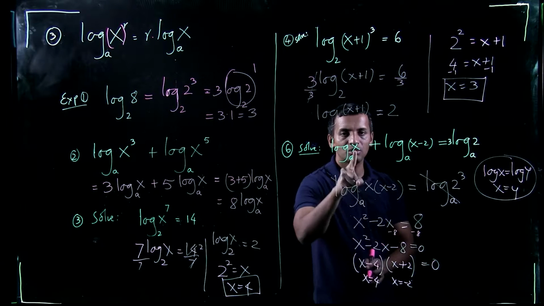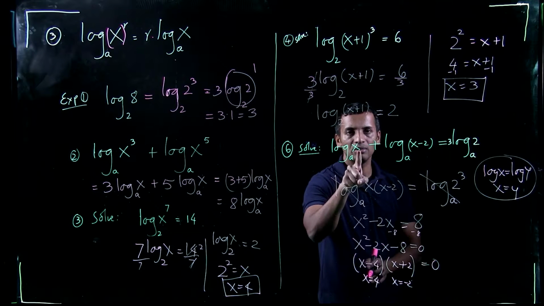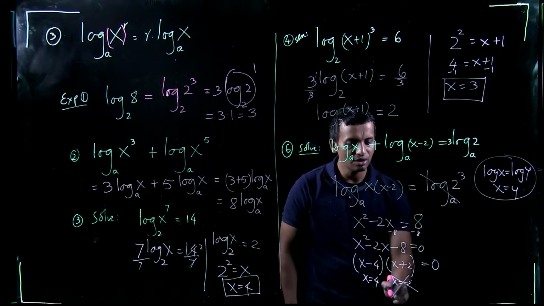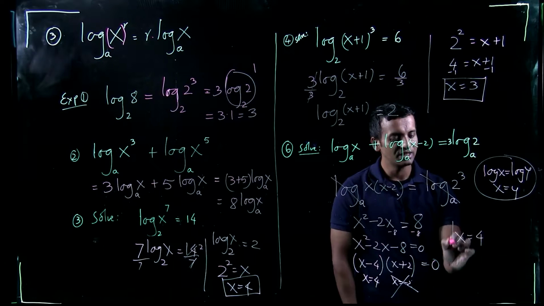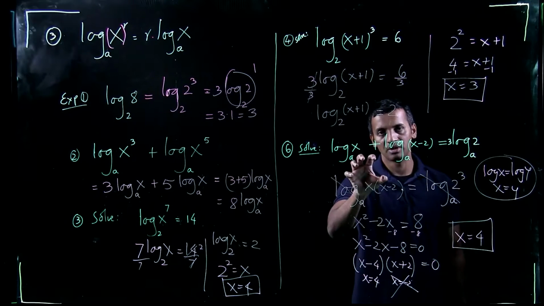How about x equals negative 2? It is not good, because when you plug in x equals negative 2 here, you get log of negative 2. That's not good, right? Because log is not defined at negative 2. So x equals negative 2 is not a good answer. So x equals 4 is the right answer for this example.